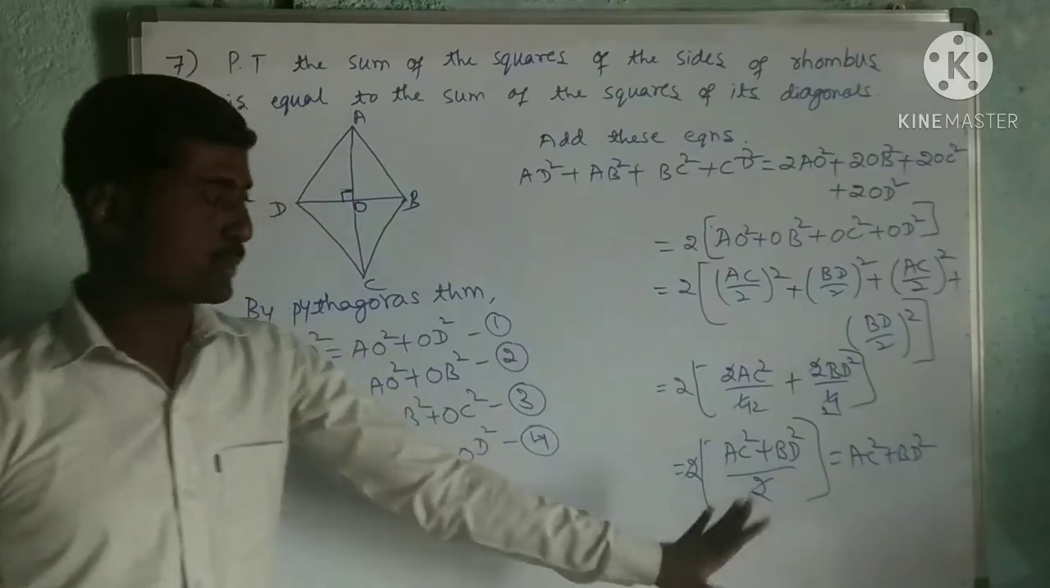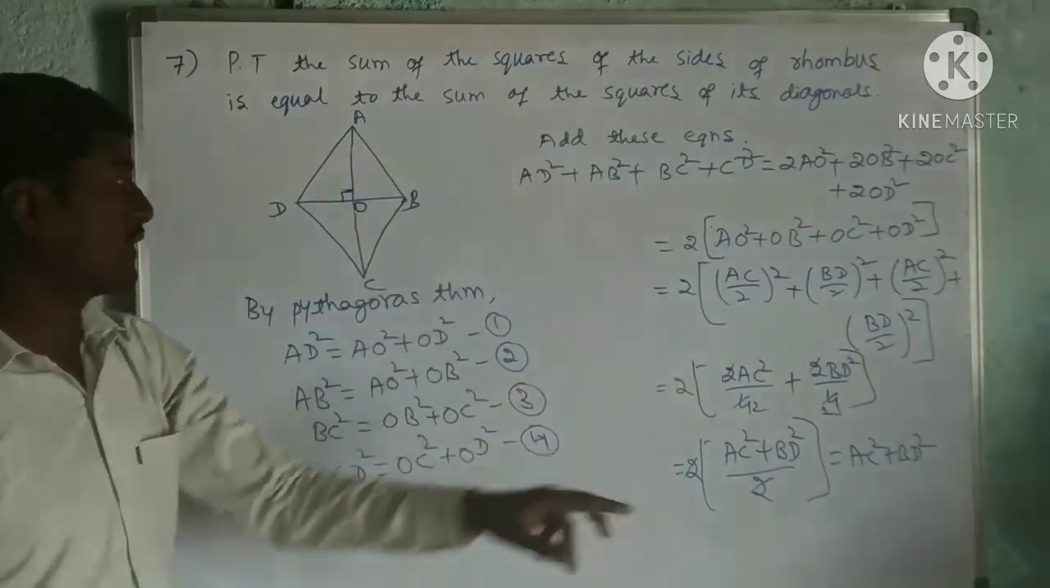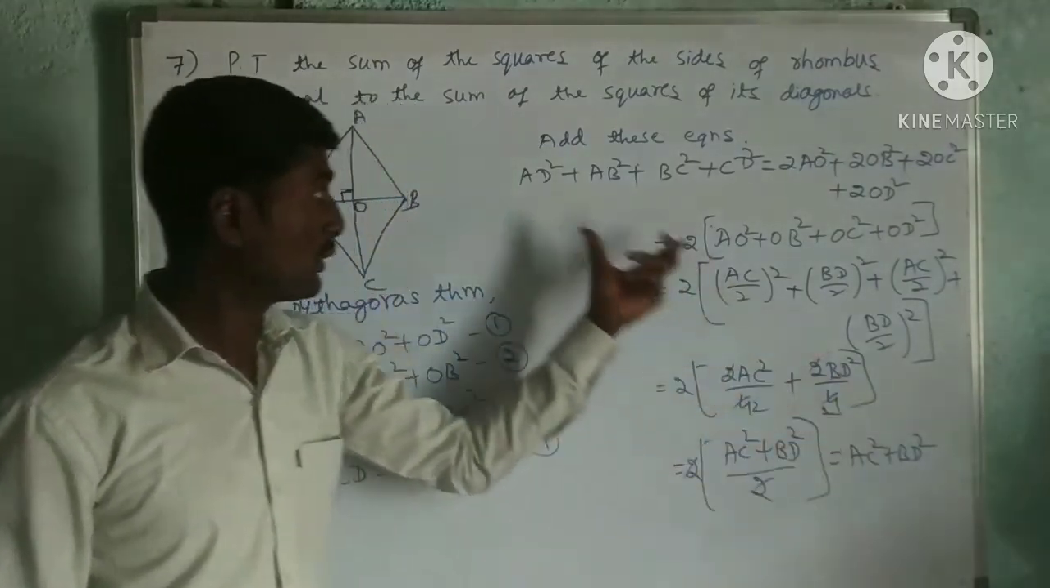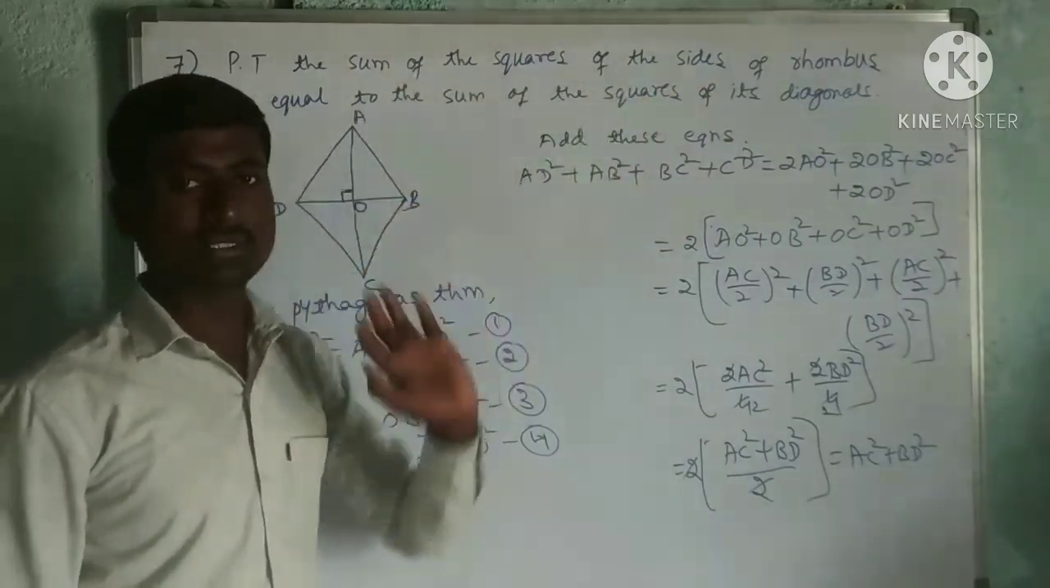Hence we proved it. What is that? Sum of the squares of its diagonals. So AC square plus BD square is equal to the sum of the squares of the sides of the rhombus.